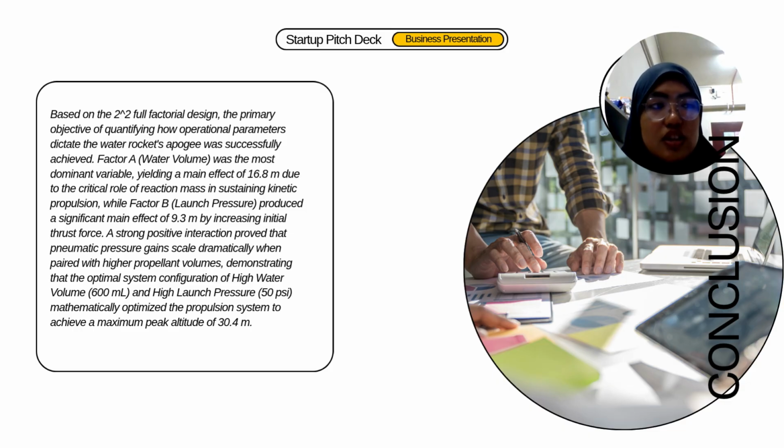A strong positive interaction proved that pneumatic pressure gains dramatically when paired with higher propellant volume, demonstrating that the optimal system configuration of high water volume 60 milliliter and high launch pressure 50 psi mathematically optimizes the propulsion system to achieve a maximum peak altitude of 30.4 meter.